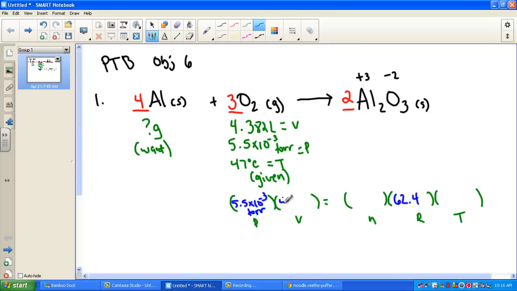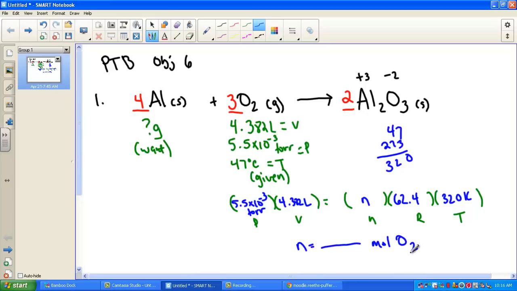Volume given already in liters, so that's perfect. Must be in liters, and it is. And we'll need a Kelvin temperature. 47 plus 273, about 320 Kelvin units. We're going to solve for n, the number of moles, and that mole number is oxygen.